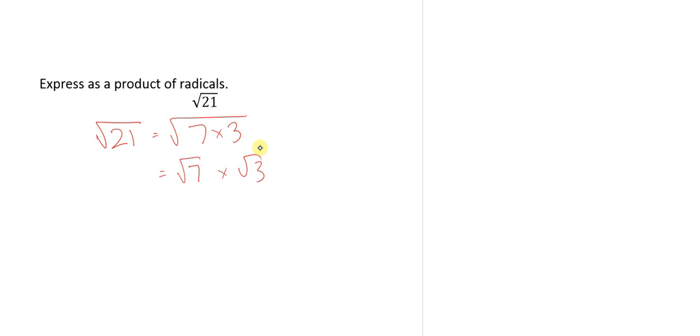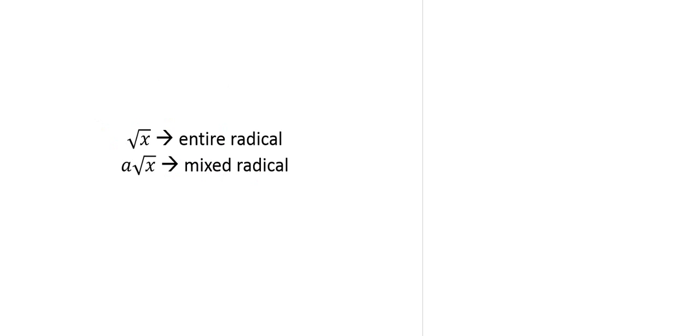This might seem kind of trivial, but it's going to be very useful for the next little part where we're going to be looking at writing radicals as mixed radicals. So in order to do that, we need to understand what an entire radical and a mixed radical are. So for example, root x would be an entire radical where everything is written under the radical sign, whereas a mixed radical is a combination where you have some under the radical sign and some outside. So for example, the square root of 108 would be an entire radical, while 2 times the square root of 6 would be a mixed radical.